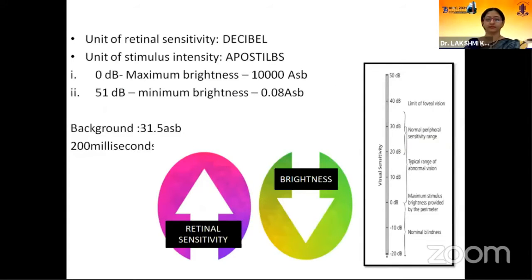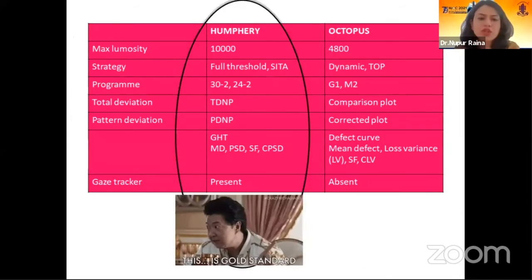This can be measured in both decibels and apostilbs, with decibel being the unit for retinal sensitivity and apostilbs being the unit for the intensity of the stimulus. So, needless to say, as the retinal sensitivity goes up, the requirement for stimulus intensity goes down. This is a very important concept to understand. So, we measure the threshold values at every point on the retina to see if there is a visual field defect. The most commonly used static perimeters as of today in India are the Humphrey and the Octopus, of which Humphrey is the gold standard, and that is why I have concentrated my talk on this.